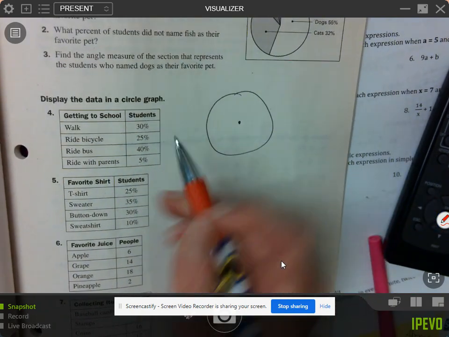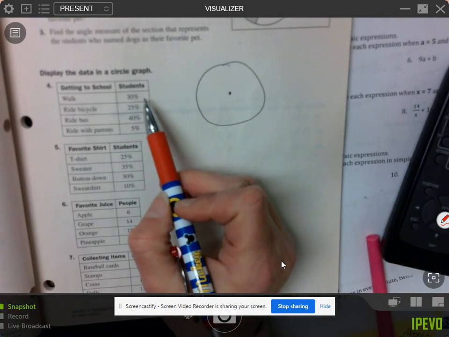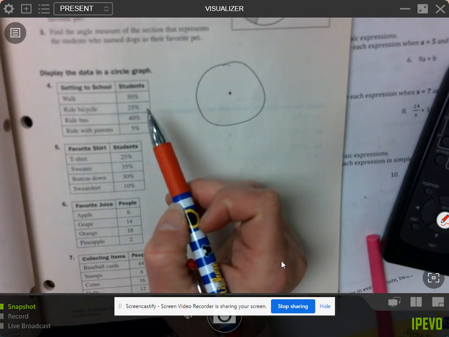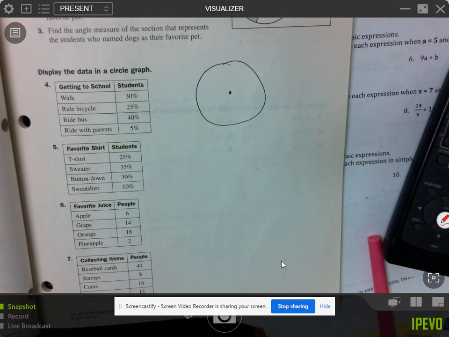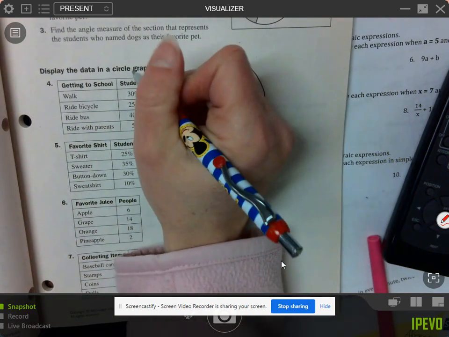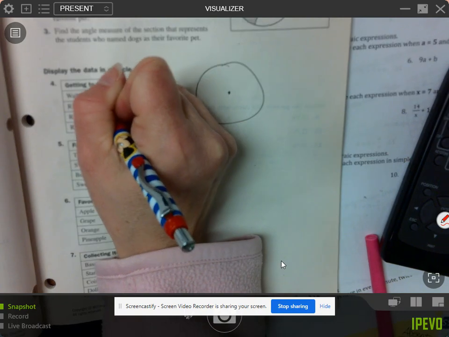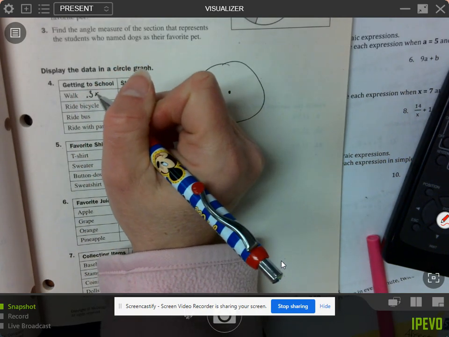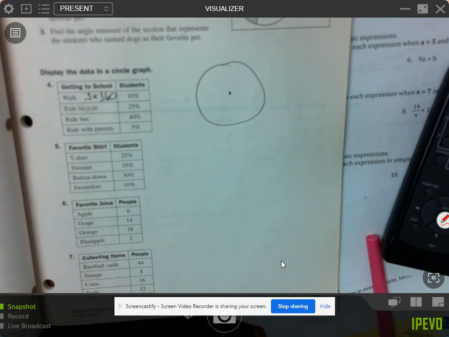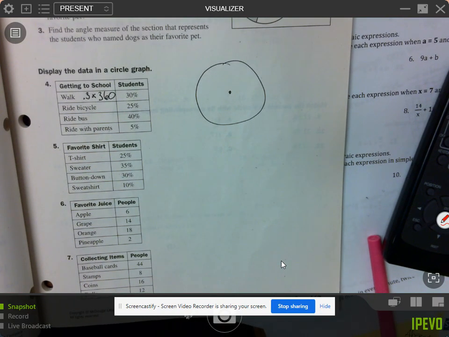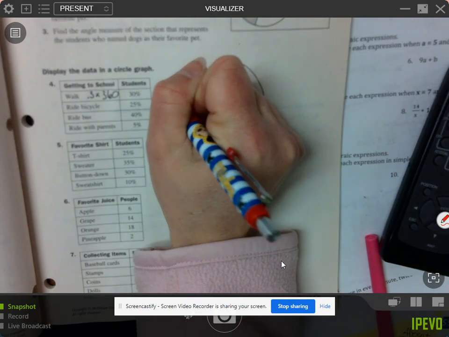Then we're given percentages. We need to find how to convert that percentage to a degree. So 30%, we have to multiply the decimal 0.3. So we're going to multiply 0.3 times what, Anthony? 360 degrees. So 360 times 0.3 gives me 108 degrees.